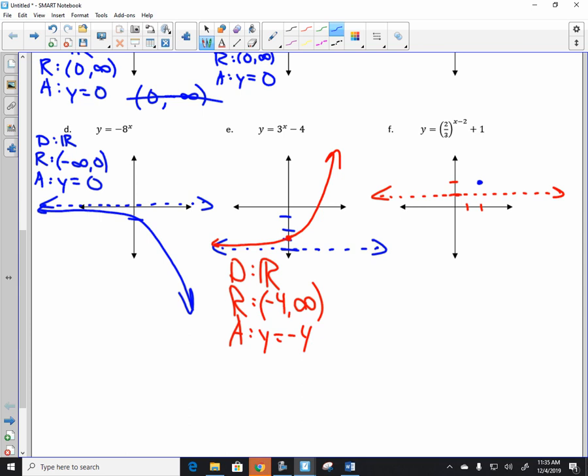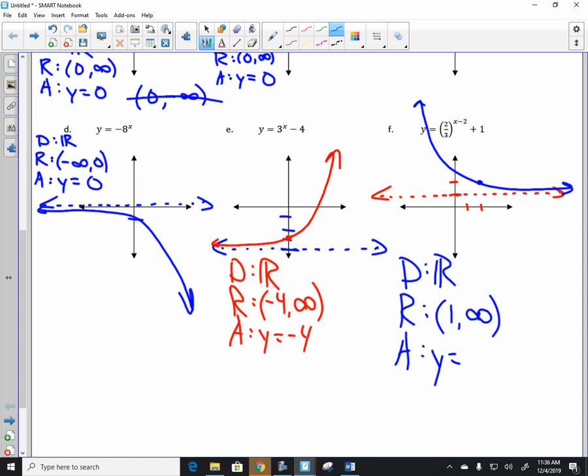And then did we say this is going to start down and finish up, or start up and finish down? Start up and finish down because the base value is less than 1. Domain, again, always all real numbers. The range, what is the range? 1 to infinity. And what is the asymptote? Y equals 1. Excellent.